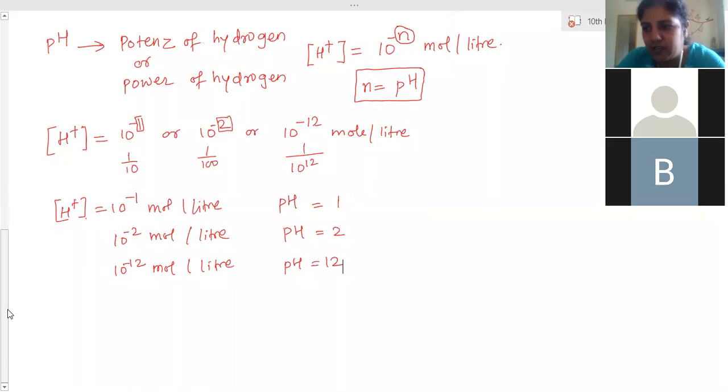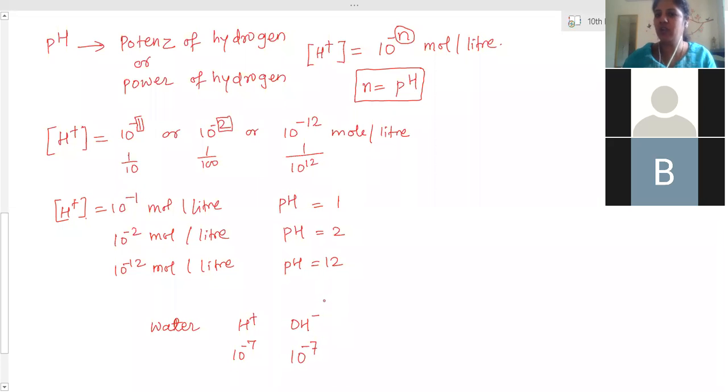When water is taken, water has both H plus and OH minus ions. Normal, distilled water has an equal number of H plus and OH minus ions. And how much is that? It is equal to 10 to the power minus 7 moles per liter. So H plus ions are 10 to the power minus 7, and the OH minus value is also 10 to the power minus 7.